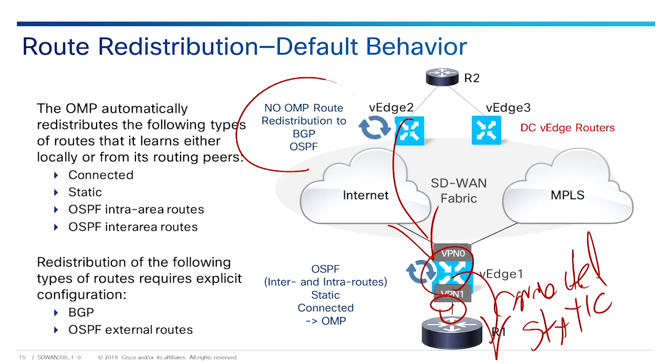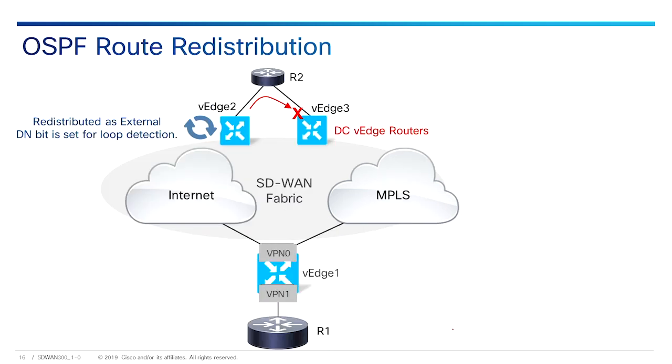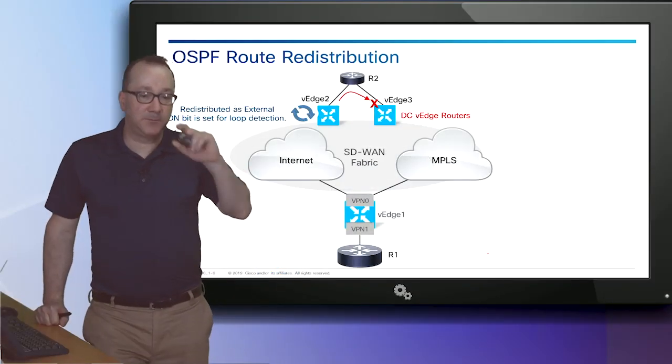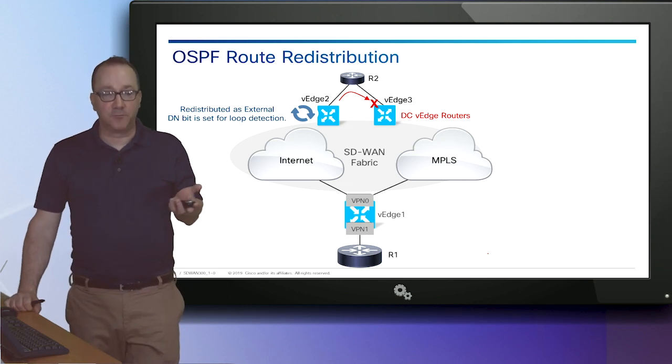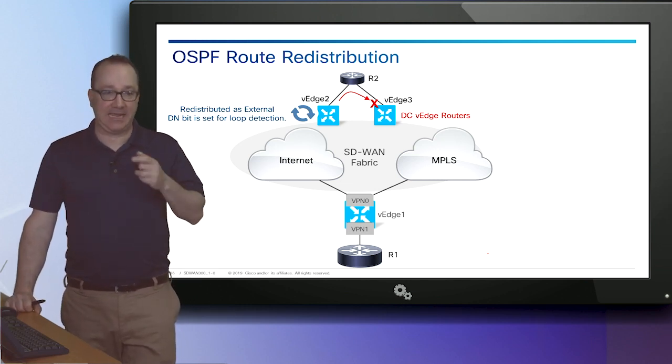And as you note, here we are, an OMP route redistribution to BGP and OSPF. All right, but we do have some automatic redistribution from vEdge service side routes into OMP. So OMP routes are redistributed into OSPF as type external with the DN bit set for loop prevention. That way they don't get advertised back into vEdges.